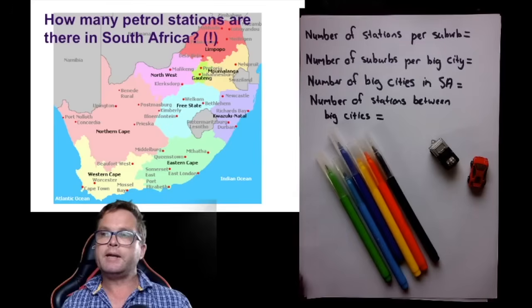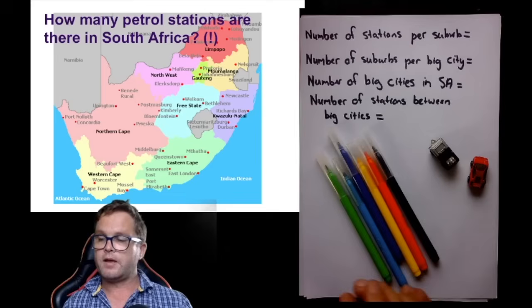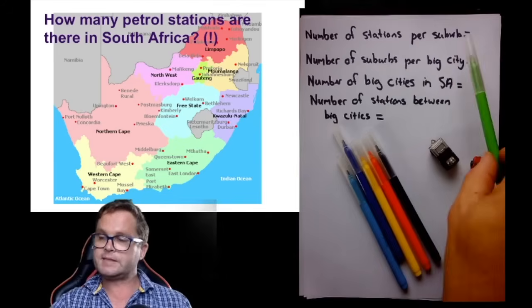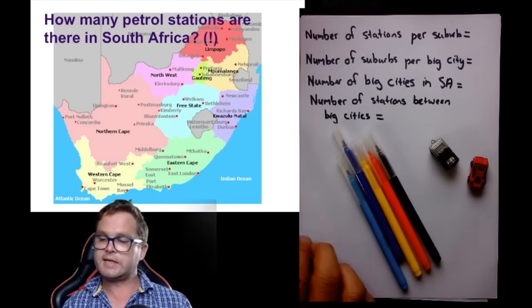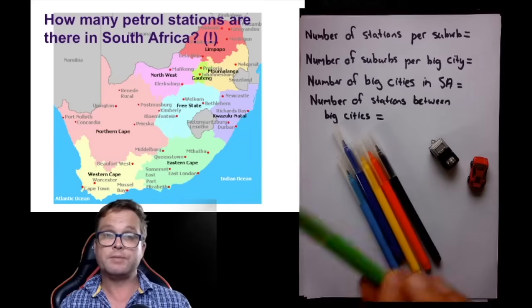Then you can think how many suburbs are there in a big city. Think of the city and try to count them and see how many you come up with. Next we can see how many big cities there are in South Africa. Well, we could estimate that from a map. We could count them off from a map, and by multiplying these three numbers together, the first, the second and the third, you will know how many petrol stations there are in big cities in South Africa. Of course, we need to also take into account the number of stations between cities. You can estimate how many those might be.